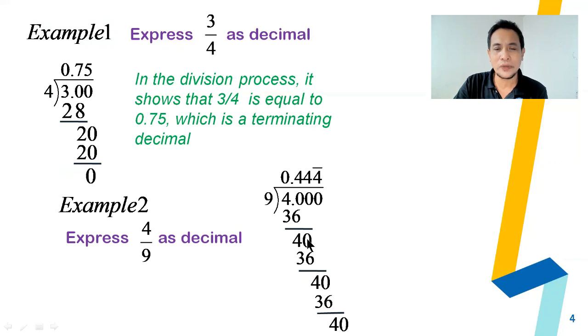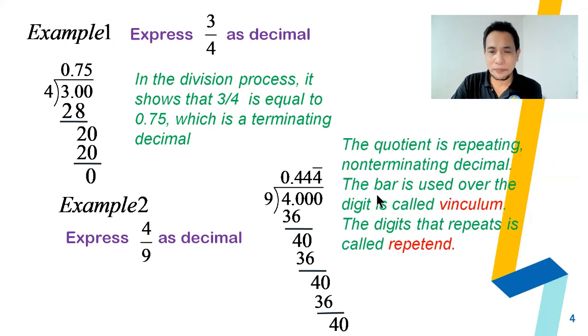4 divided by 9 cannot be done, so we bring down 0. So 40 divided by 9, that's 4. 4 times 9, 36. 40 minus 36 is 4. 4 divided by 9 cannot be done, so bring down 0. That's 40 divided by 9, that's 4. 4 times 9 is 36, and 40 minus 36 is 4. So we have a remainder of 4 again. As we go along, when we add more zeros in our dividend, the digit 4 in the quotient keeps on repeating. So this is an example of a repeating non-terminating decimal.